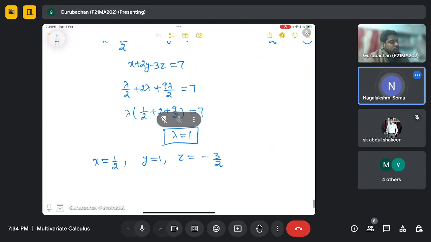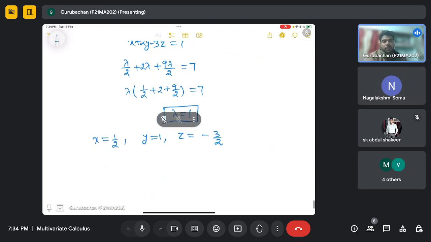Now you know the point, and we have given P as (a, b, c). You can calculate its functional value, which is not asked, but I'm just letting you know. This will be the minimum value.